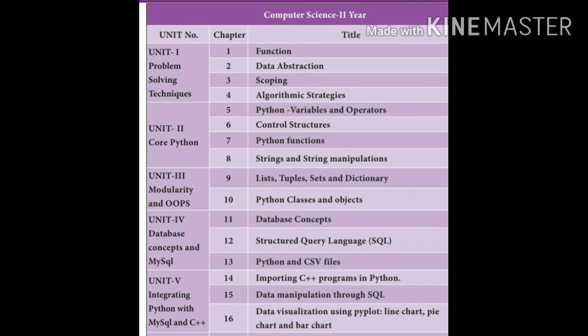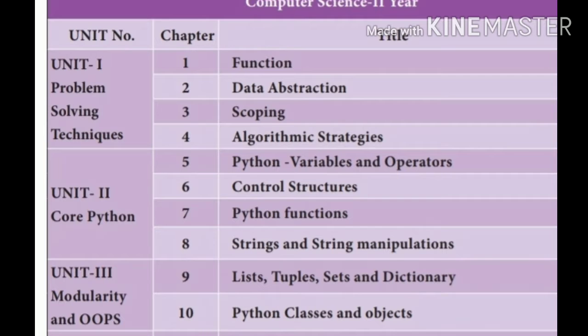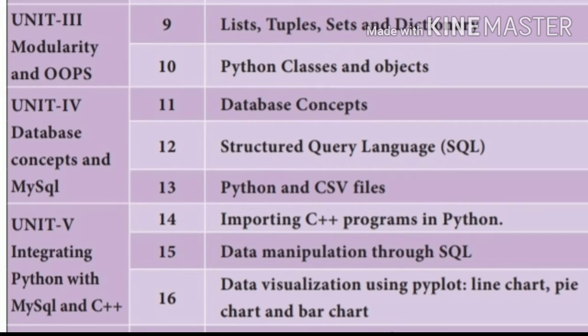In our syllabus, totally 16 chapters are there. First 4 chapters are problem solving techniques. The next unit is core Python, that is main concepts of Python. It is also one of the programming languages, which consists of control structures, functions, strings and manipulations in different data types, and also OOPS concept. That is third unit, modularity and OOPS concept. Fourth unit is database concepts and MySQL.